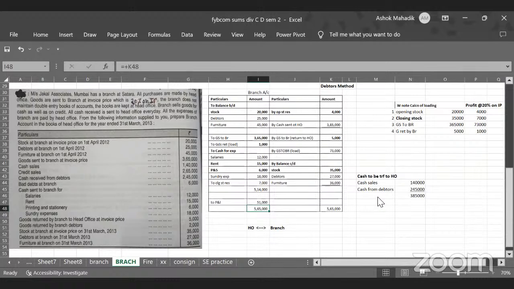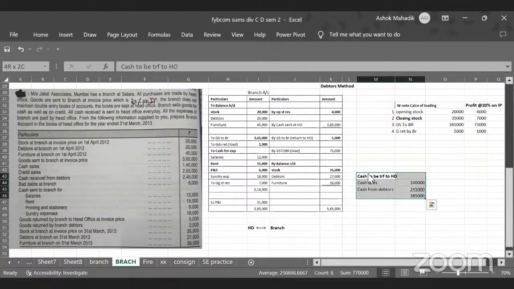Account is a very important check. Just underline which method they have asked. Accordingly, you have to make the accounts. Okay, friends. So in branch account, if they ask you to make a debtors account, I'll show you how to make debtors account.